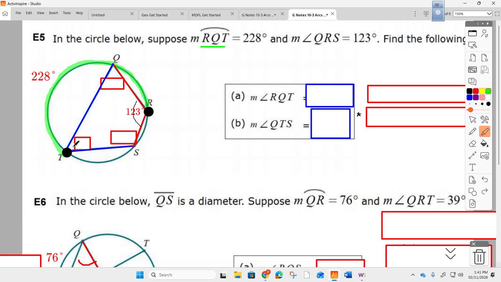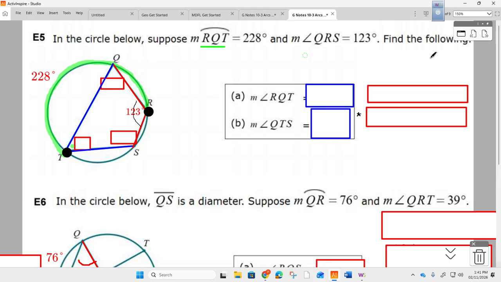So, quadrilateral, this angle and this angle would be opposite angles, right? What do we know about those two angles? Lennon? What do we know about angle QRS and angle QTS, these opposite angles?